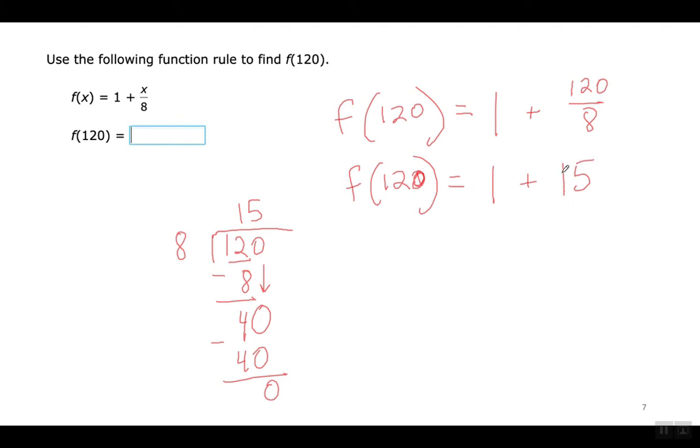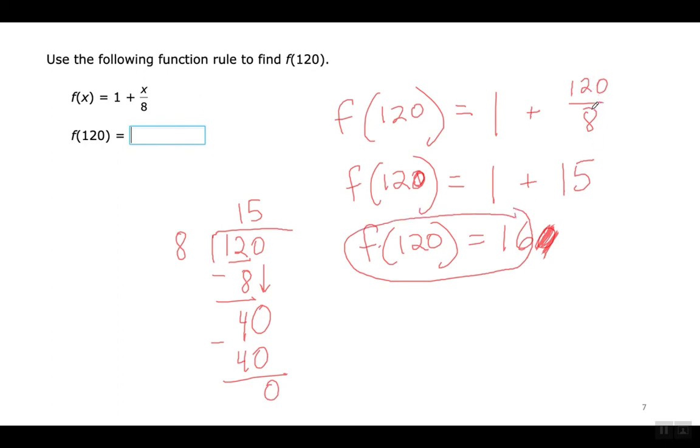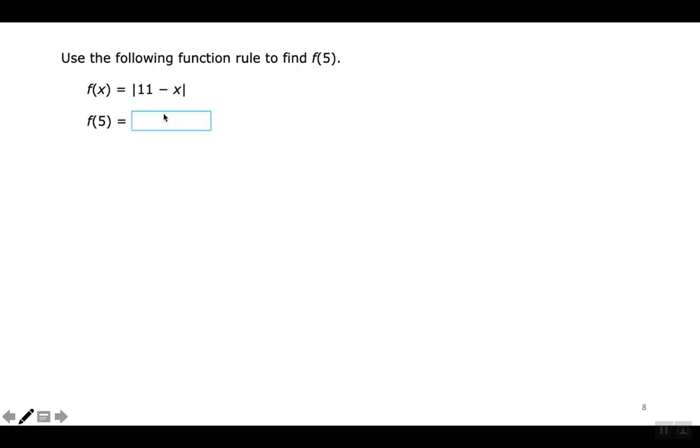Alright. So, I got 1 plus 15. So, f of 120 equals 16. Whoops. I didn't mean to put that. I got carried away. 16 es la respuesta. You could have done this mental math. Just in your mind, you could have done 8 goes into 12 one time, remainder 4. 8 goes into 40 5 times. Only cool people do that, though. If you want to be cool, do it mental math. Don't be weak. Alright. Next one.